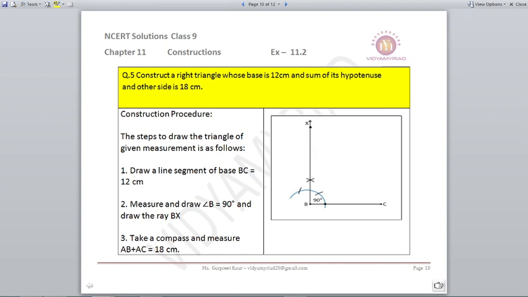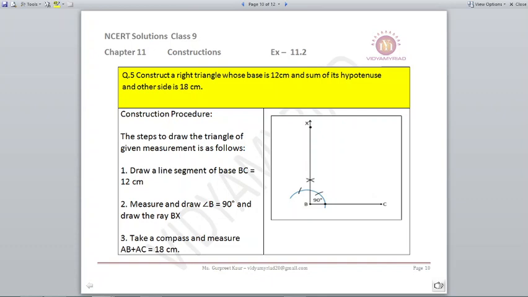Question number 5. Construct a right triangle whose base is 12 centimeters and sum of its hypotenuse and other side is 18 centimeters. Now here let us draw a line segment BC whose measurement is 12 centimeters. So I have taken base BC as 12 centimeters and on B I am making 90 degrees because I have to make a right angle triangle. So angle B is 90 degrees and you draw a line BX as your ray.